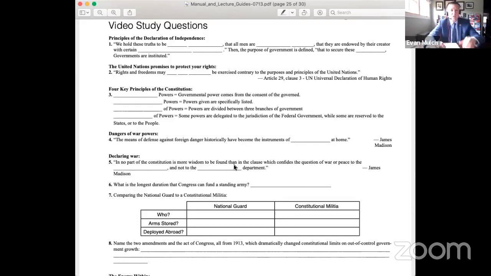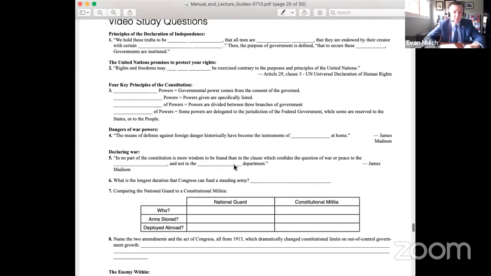And keep in mind, this is the agreement the United States stood up for or signed up for. It says here, rights and freedoms may in no case be exercised contrary to the purposes and principles of the United Nations. So that's pretty much saying that we're slaves to the United Nations. That's Article 29, Clause 3. Okay, so we'll go to the 4 key principles of the Constitution.